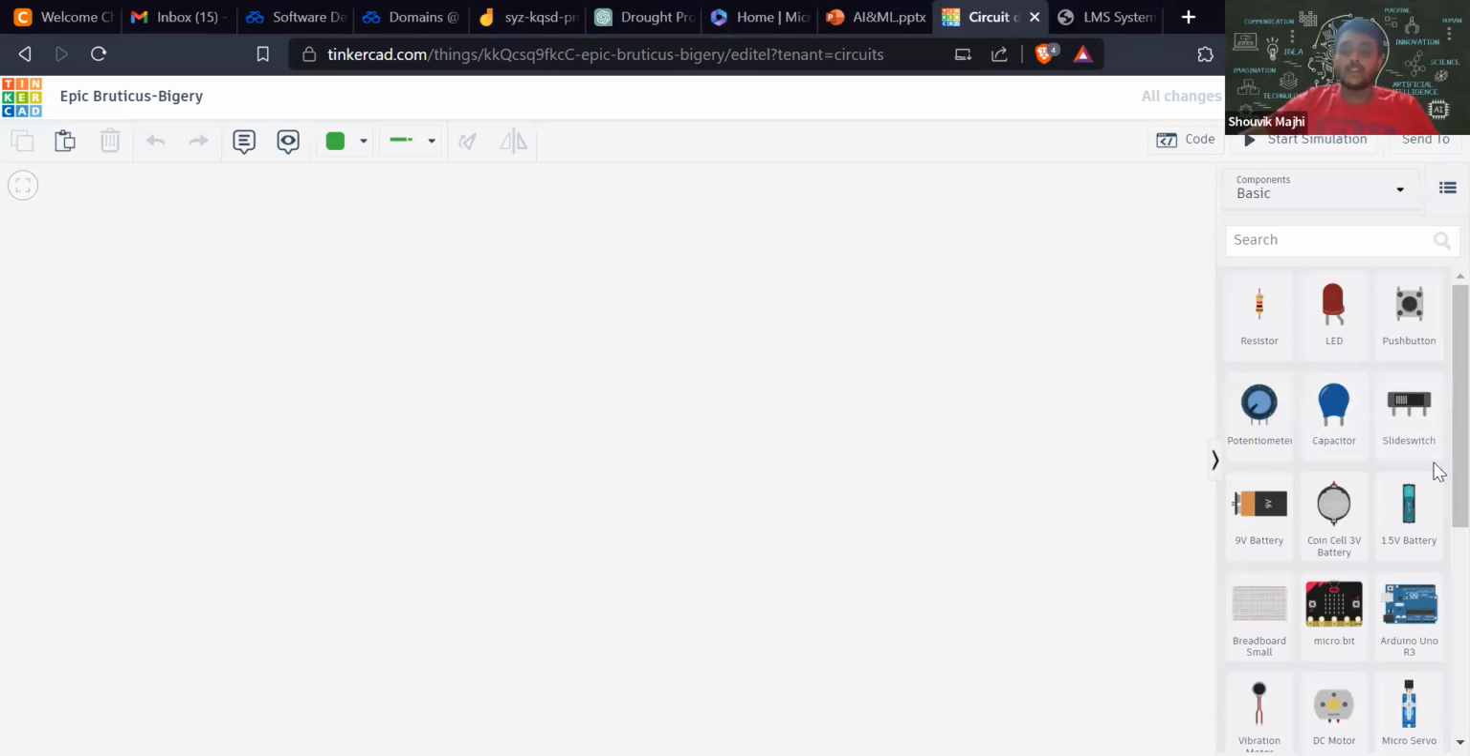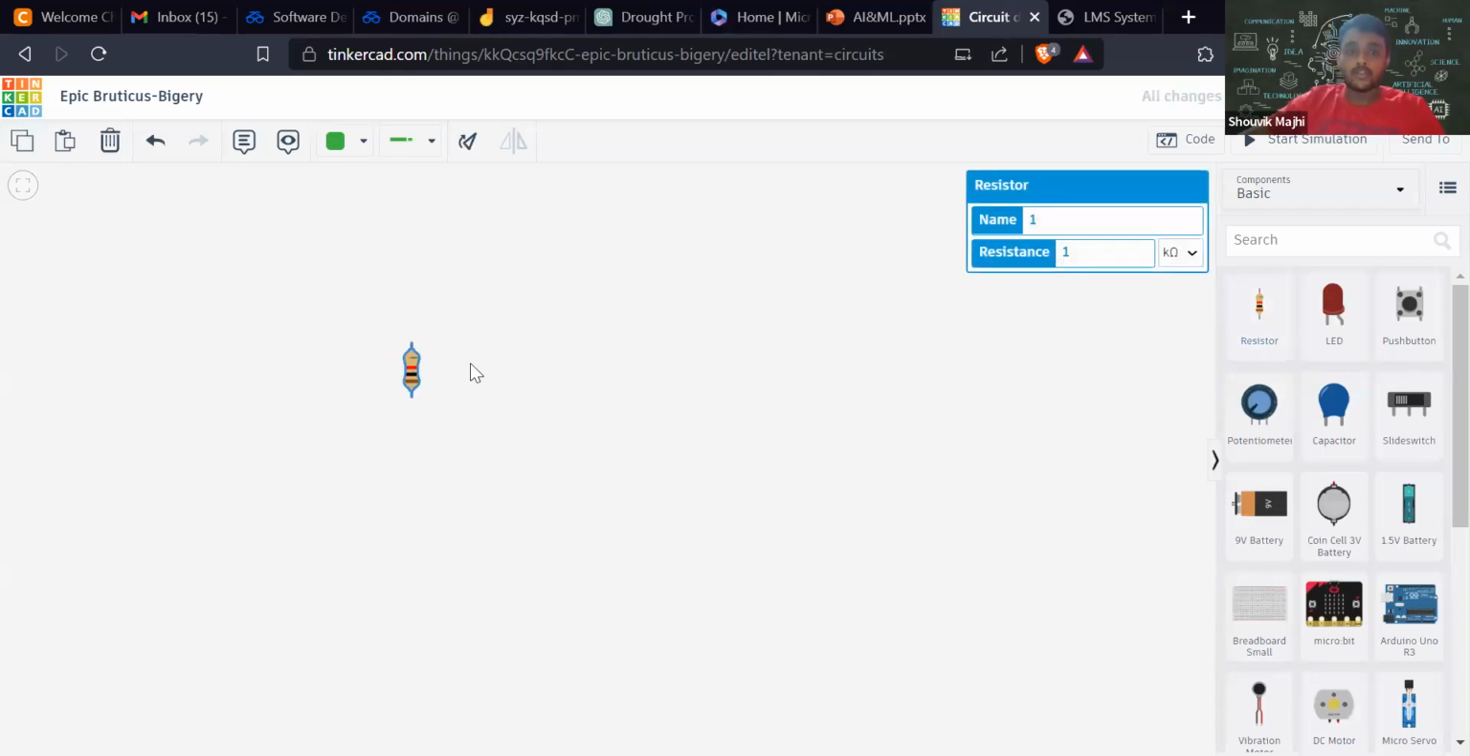Starting from it, we'll be doing a few more hands-on. First of all, I'll be introducing you to the component called resistor. Everybody will be familiar with this small device. This is our resistor. The purpose of a resistor is that it protects the electronic devices, or it opposes the flow of electrons. If there is excess flow of electrons, the resistor can effectively protect it.